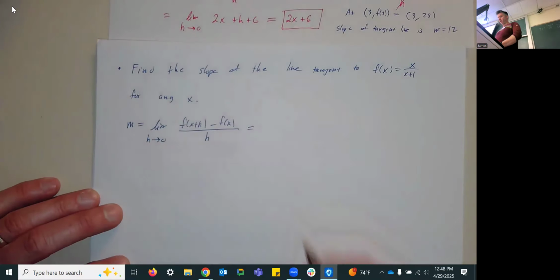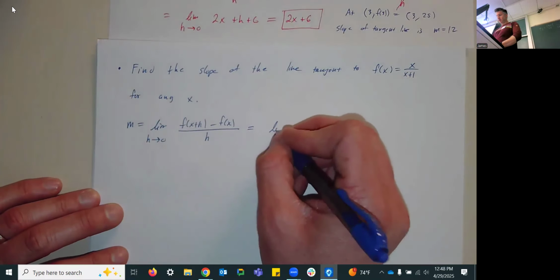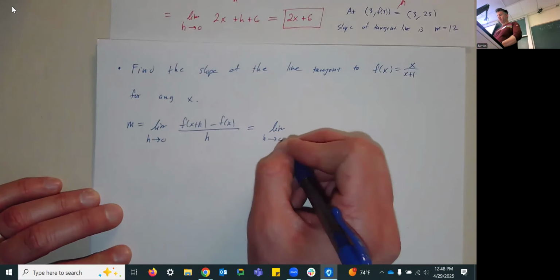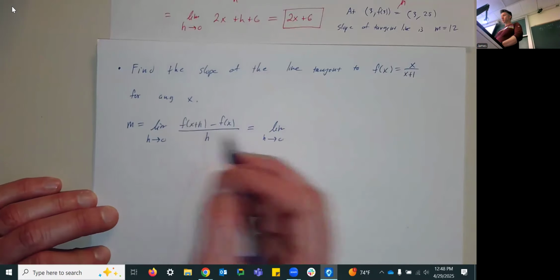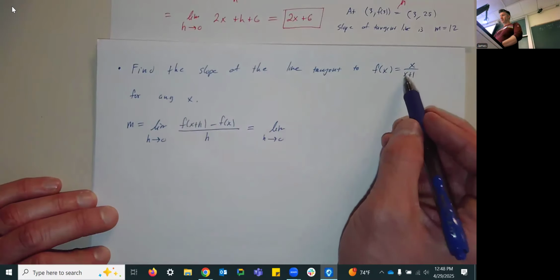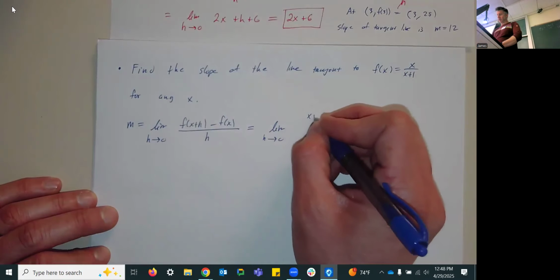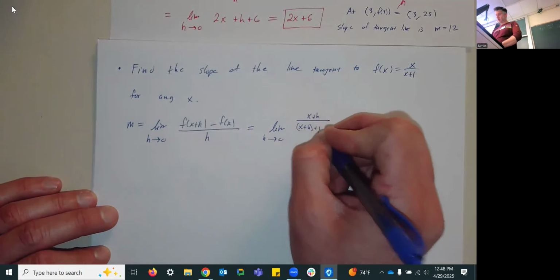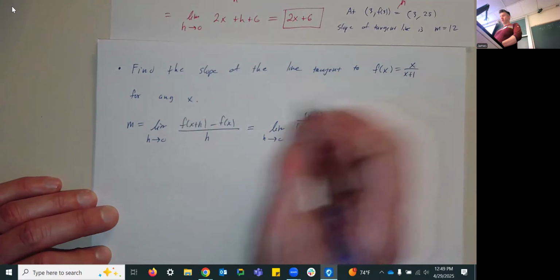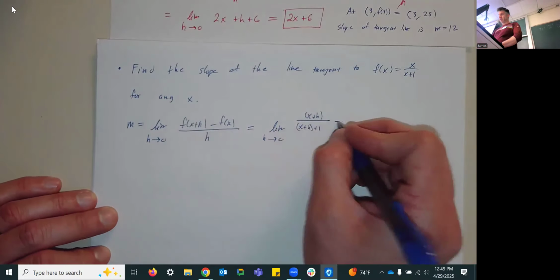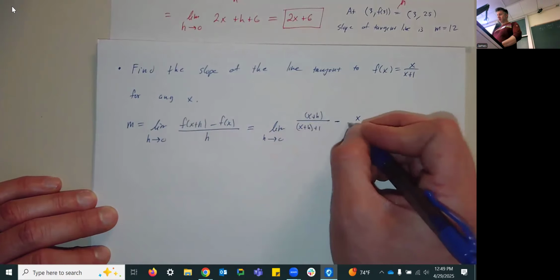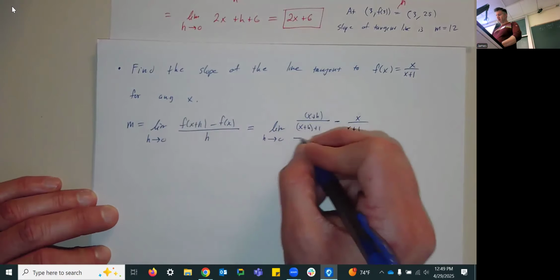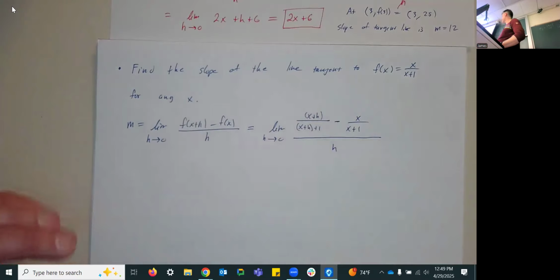So we have to be extra careful here. The limit as h approaches 0. Our f of x plus h is going to be, well, instead of x over x plus 1, we're going to get x plus h over x plus h plus 1. Right? Everywhere there was an x, we put an x plus h, minus f of x, which is x over x plus 1, all divided by h.